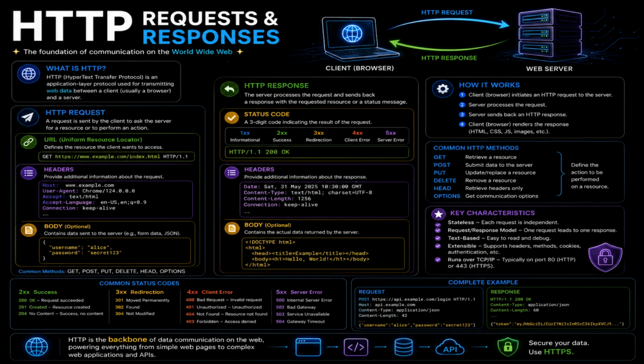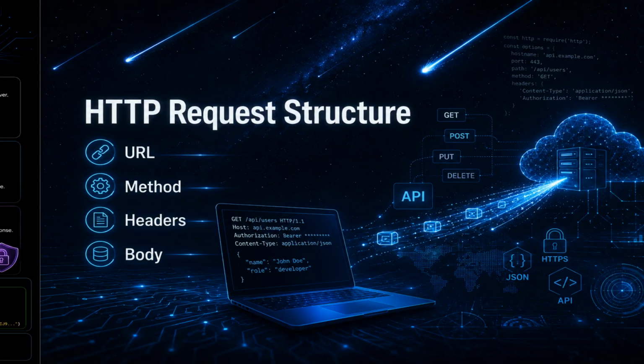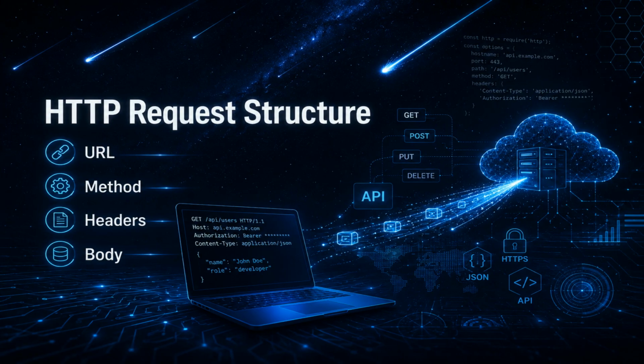The foundation of the web is the HTTP request and response cycle. Clients send a request with a method and body, while servers respond with a status code and requested data. This cycle powers everything from simple websites to complex APIs. An HTTP request consists of four main parts: the URL identifying the resource, the method defining the action, headers containing metadata, and the body which carries the data payload. These components tell the server exactly what you need.